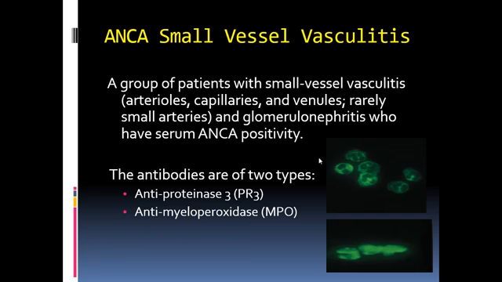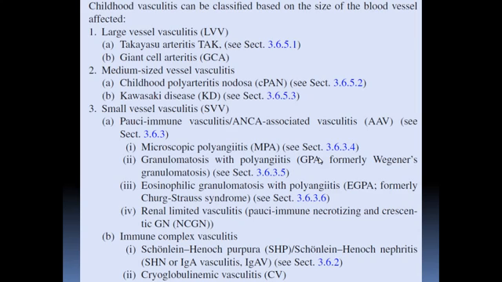So the ANCA vasculitis are the small vessel vasculitis in which the small vessels like arterioles, capillaries, and venules are involved, and they are ANCA positive, that is, they have antibodies against the anti-neutrophil cytoplasmic antigens. The commonest types are anti-proteinase 3, anti-PR3, and anti-MPO.